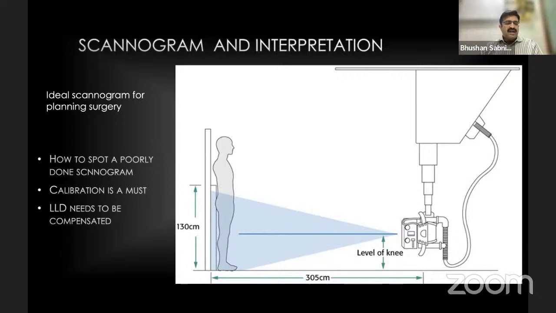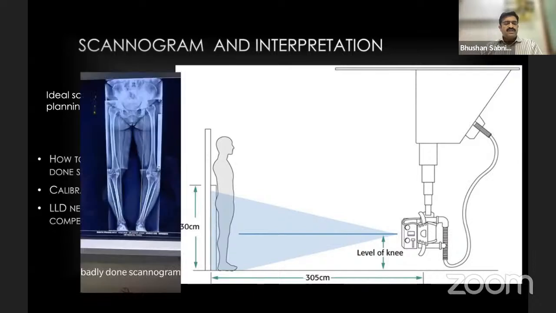So you need to understand how to spot a poorly done scanogram. A calibration is a must unless you're ready to rely on angles in degrees rather than millimeters of correction. And you need to correct the limb length discrepancy. So the keywords that you need to tell your radiographer when you send a patient for scanogram are patella facing forward and not the feet facing forward, with calibration, with pelvic obliquity compensated or limb length discrepancy compensated. So you should tell your radiographer that these are the 4 basic prerequisites for getting a good scanogram done.